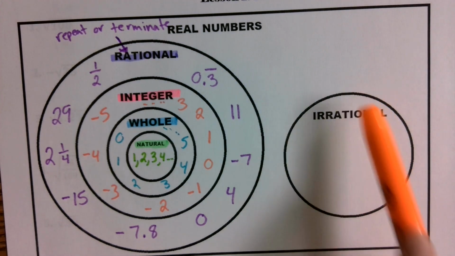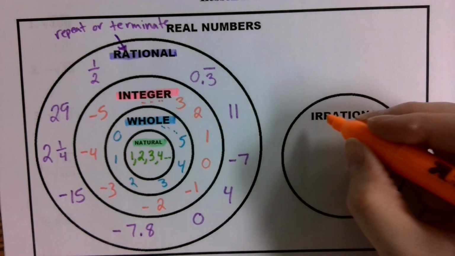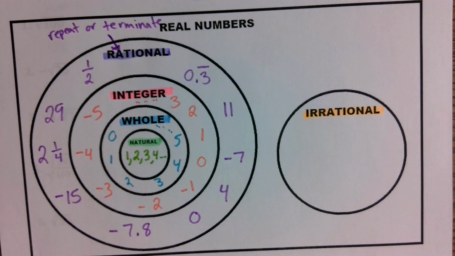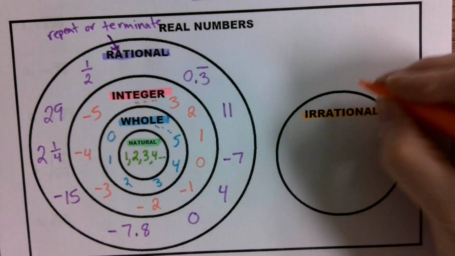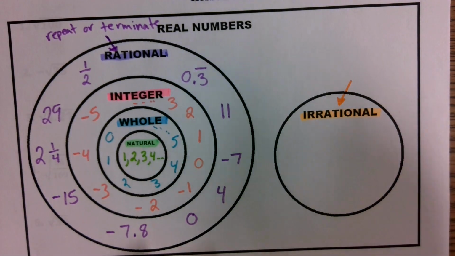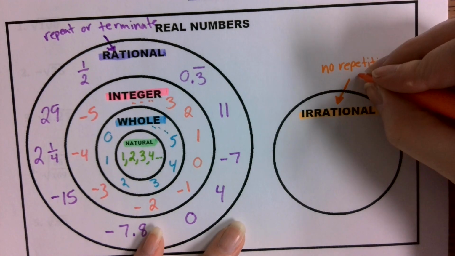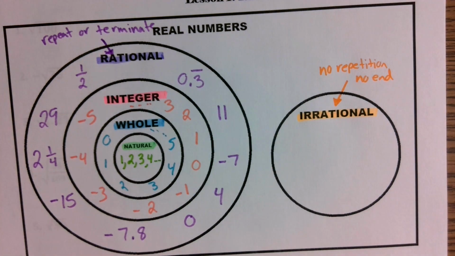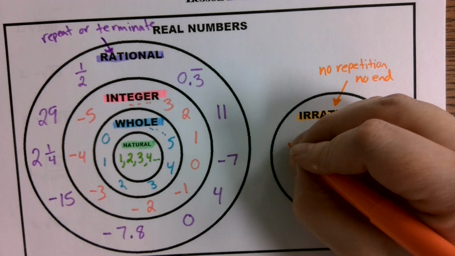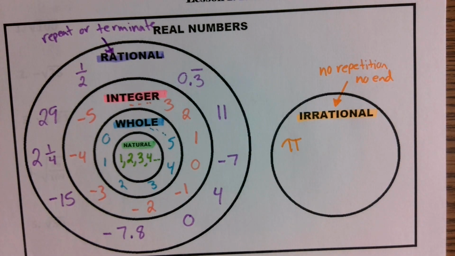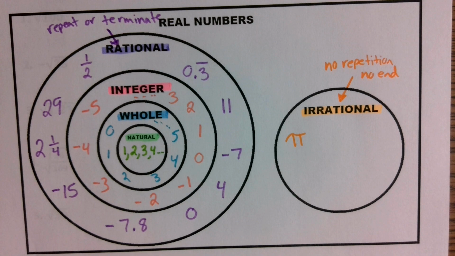Now, off to the side over here, we have a set called irrational. Irrational numbers are just values that have no repetition, no end. They never stop and they never repeat. They go on forever and ever. Our most famous irrational number is pi. Yes, we know it as 3.14 because we estimate it, but it actually is a number that goes on forever and ever and ever.